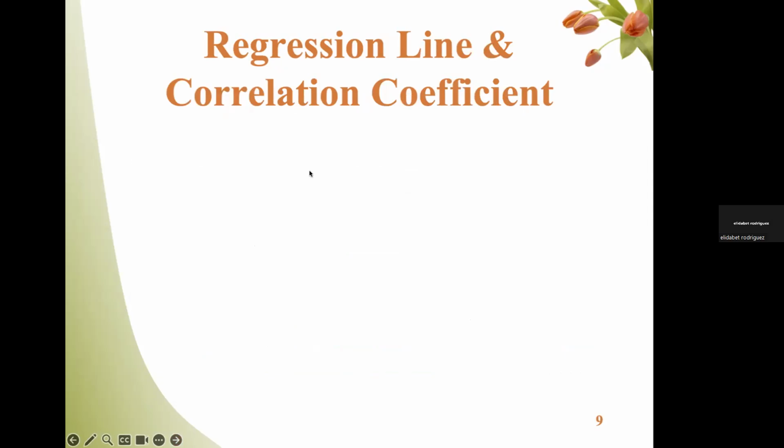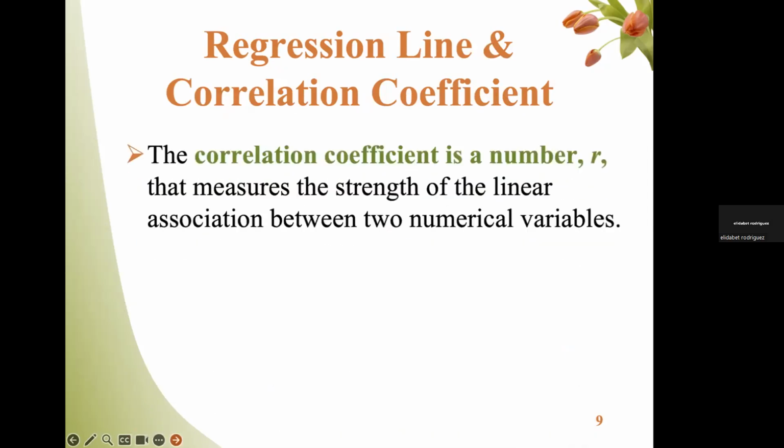A regression line and correlation coefficient. A correlation coefficient is a number represented by the letter R. It tells you how strong the linear relationship is between those ordered pairs. So the correlation coefficient is a number R that measures the strength of the linear association between the numerical values.